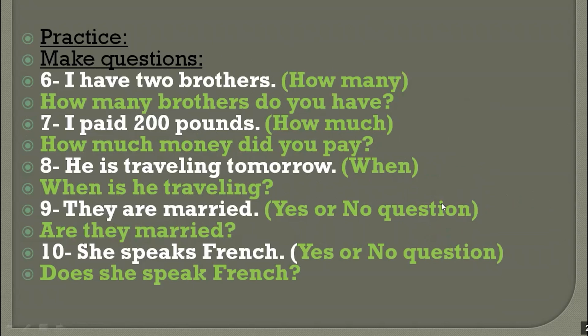They are married, so a yes or no question will be, are they married? So the answer will be yes, they are, or no, they're not. And pay attention to the fact that we're using inversion here. We put the verb first and then the subject after that. She speaks French. Yes or no question would be, does she speak French? We're going to use an auxiliary verb here because that's the present simple. Does she speak French?